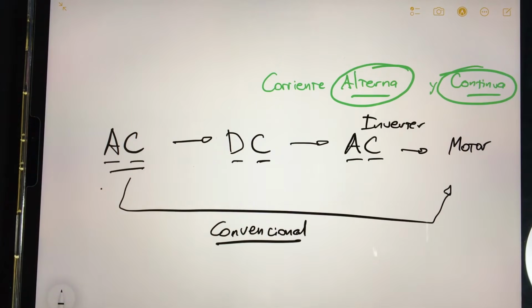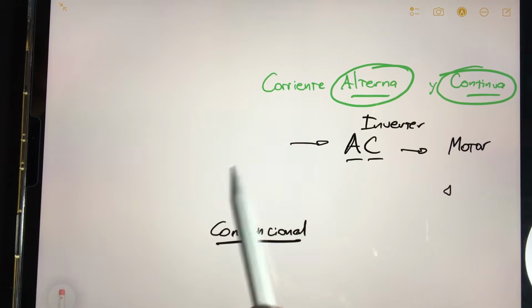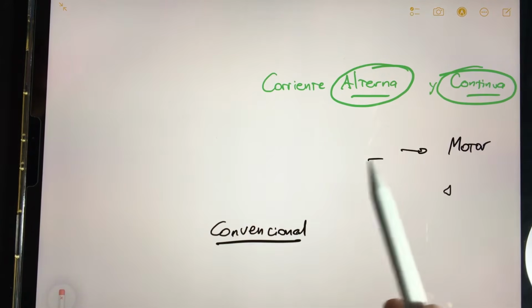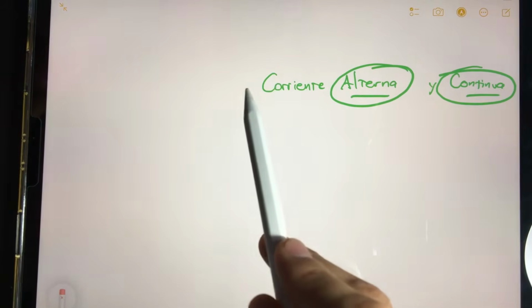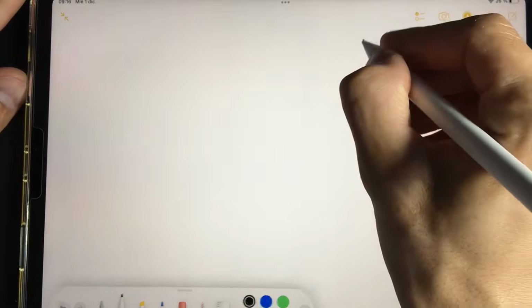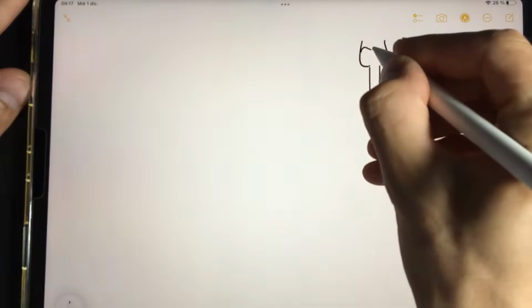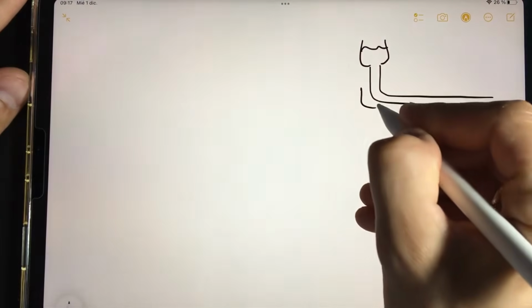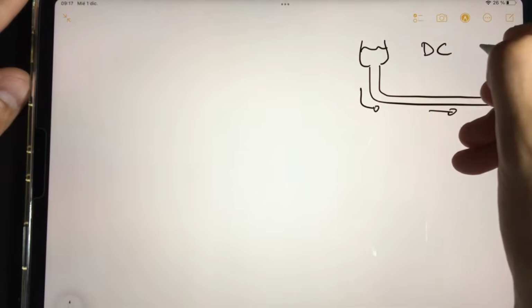Well, now the question is this. What is alternating current and what is direct current? If we said that electricity is the flow of electrons, the difference will be in how the electrons circulate in a circuit. What do we mean? Now let's talk about direct current. Simply, we can draw it this way: a tank with water pressure, and the water circulating in only one direction. This would be direct current.